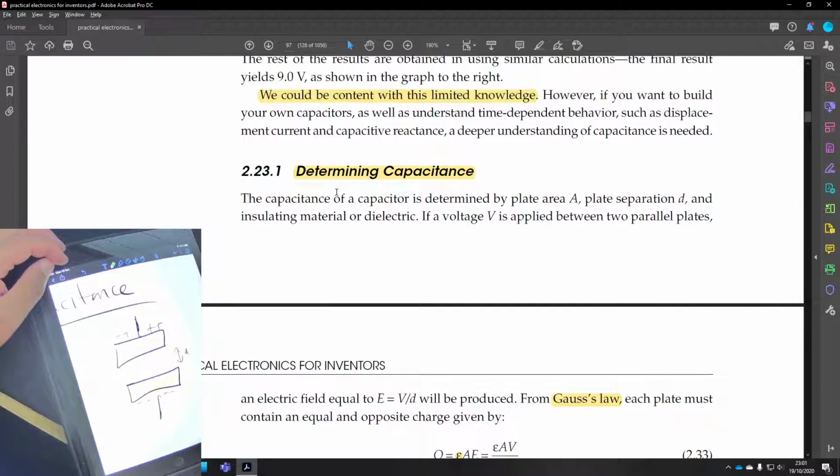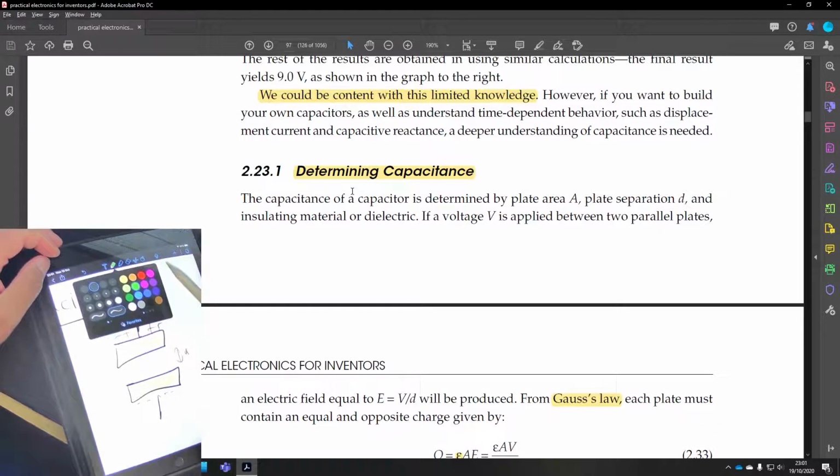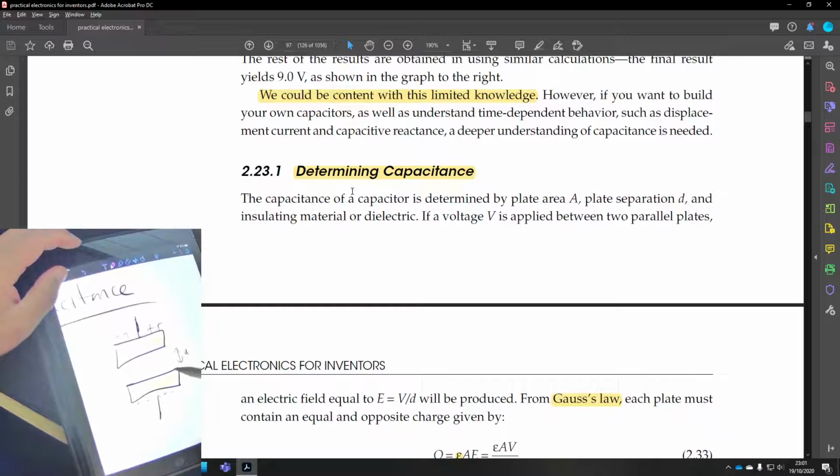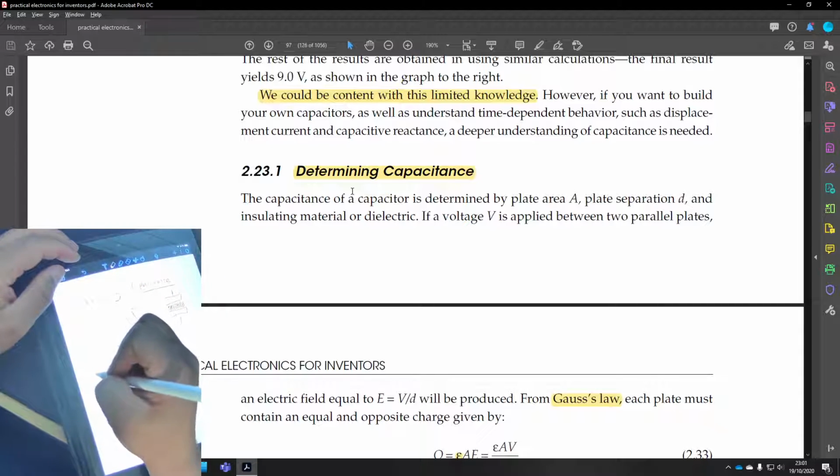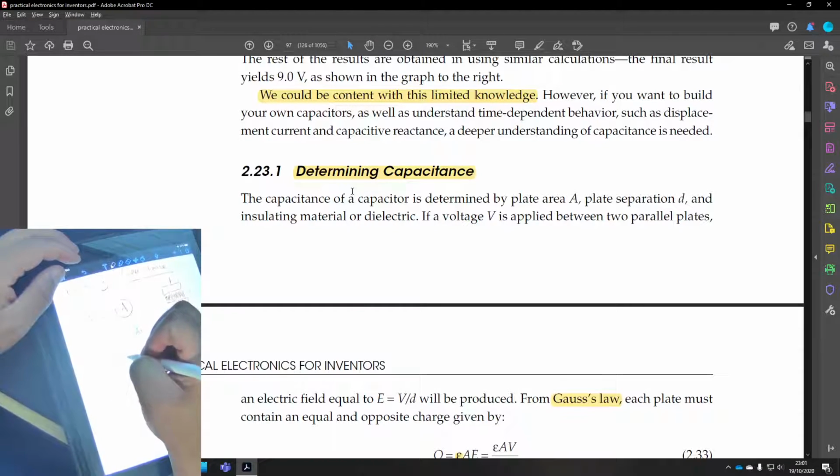Okay. An insulating material or dielectric. They didn't give the insulating material a name. Okay. So it could be air, could be ceramic. So let's do this. And we'll call that the insulating material. There's no symbol for it, but just so I know it's the color.